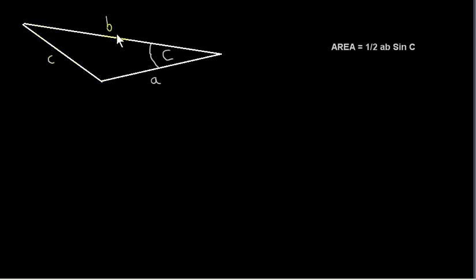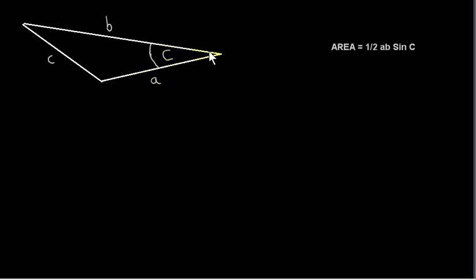Now, I will follow the labeling convention that was discussed in previous videos. The three sides are denoted by the small letters a, b and c. Capital C, this angle, is opposite the side of length small c. The area of this triangle is half a times b times sine C.